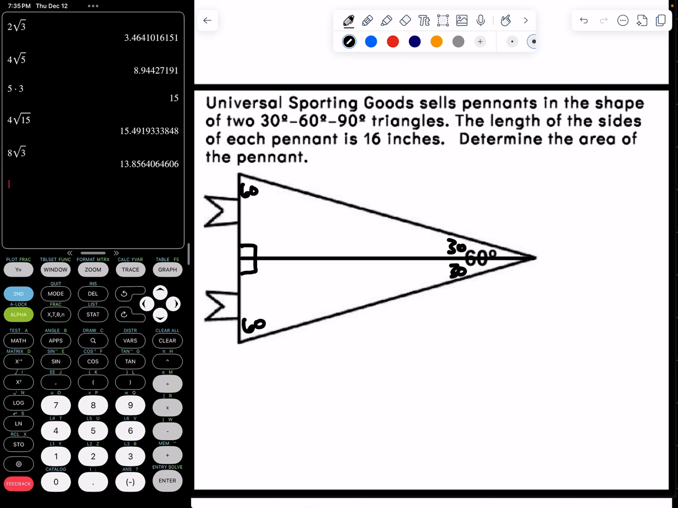The length of the sides of each pennant is 16 inches. So each one of these is going to be 16 inches. Determine the area of the pennant. In order to do that, I've got to find my base and my height, which are my short leg and my long leg. So when I do that, I'm given my hypotenuse.